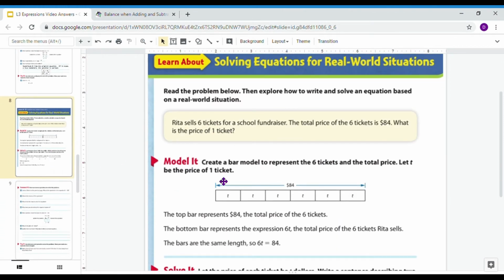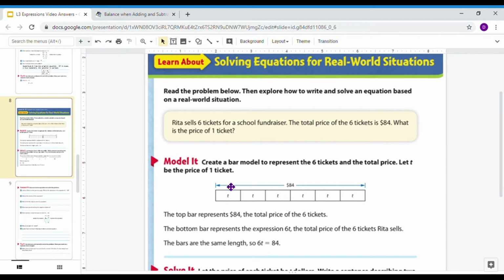So now we're going to be moving on to solving equations for real world situations. We're going to be using some of these tape diagrams that are helpful. So if you are needing these and using these to show your work, when you get to your independent work, make sure you take a picture of them and send it my way. This says, Rita sells 6 tickets for a school fundraiser. The total price of the 6 tickets is $84. What is the price of 1 ticket?